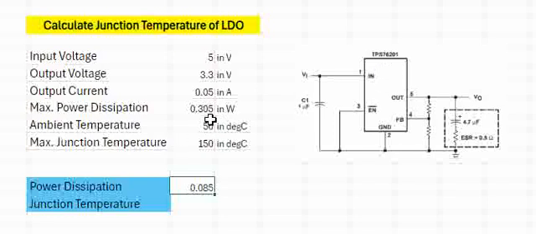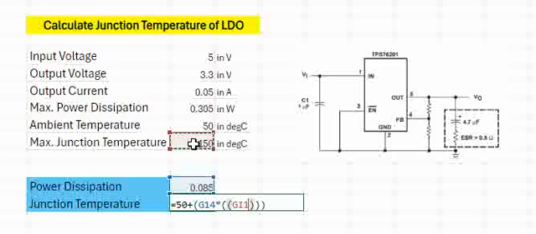Now, if the ambient is 50, what would be the temperature rise with this power dissipation? That can be calculated by ambient plus. Why should we add the ambient? Because there is already a temperature of 50 around the electronics, on the board on which this LDO is mounted. So any power that is dissipated in the LDO will raise the temperature above the ambient temperature. So it will be 50 plus the power dissipated, multiplied by the maximum junction temperature minus 25, that is 150 minus 25, divided by the maximum power dissipation. This is the formula.